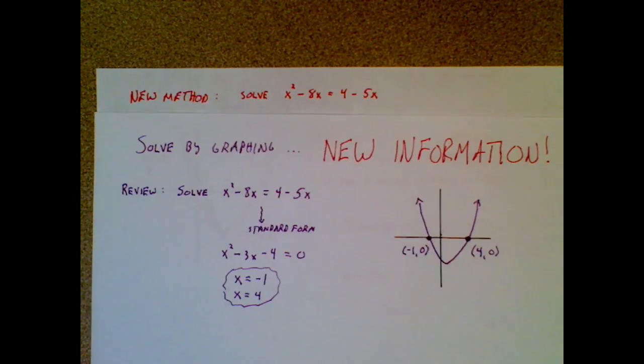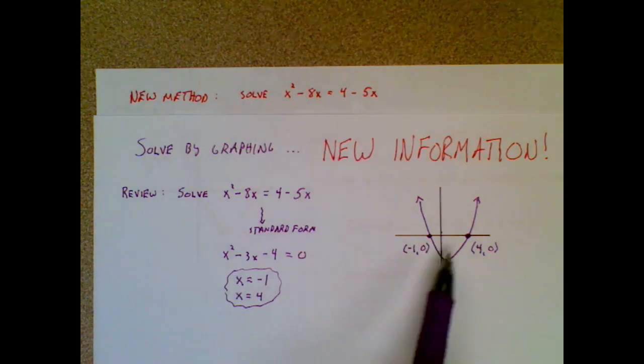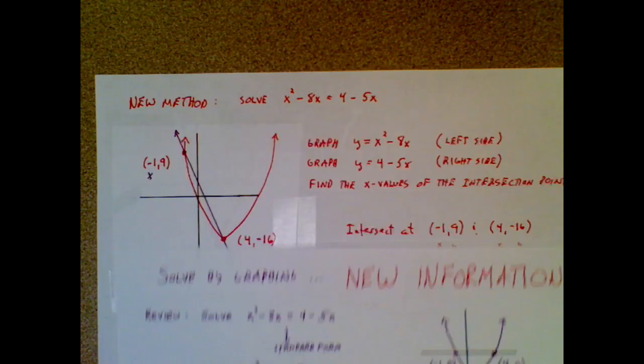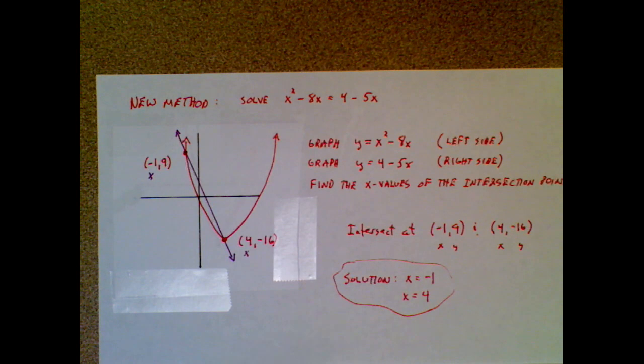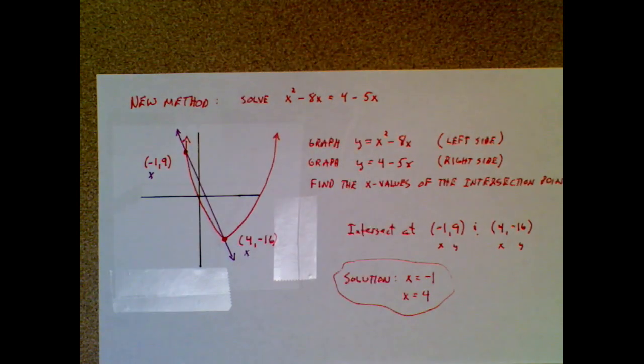That's the exact same answer I would have gotten when I set it equal to 0 and looked for the x values of the intercepts. So this new method just offers you possibly a quicker way to get to a solution by not having to rearrange and set equal to 0.